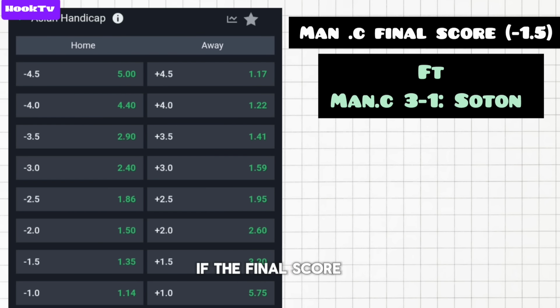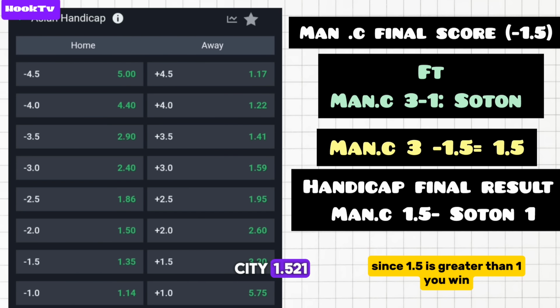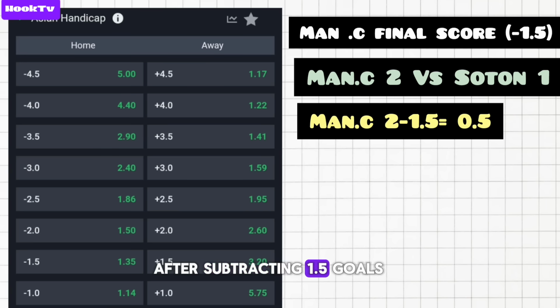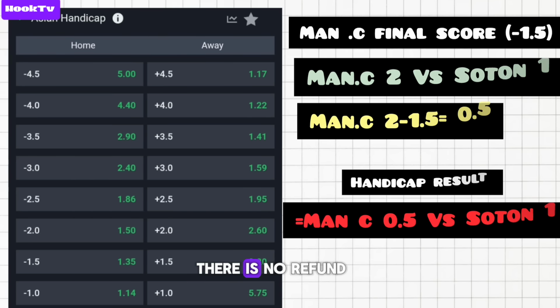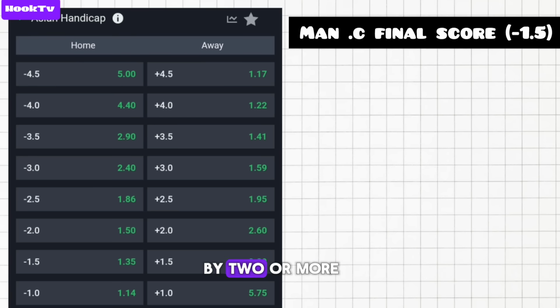For example, if the final score is Man City 3-1, after subtracting 1.5 goals, the score becomes Man City 1.5-1, so you win. If the final score is Man City 2-1, after subtracting 1.5 goals, the score becomes Man City 0.5-1, which means you lose. There is no refund with -1.5. You either win or lose. Man City must win by 2 or more goals for you to win. If they win by only one goal or the match ends in a draw or loss, you lose.